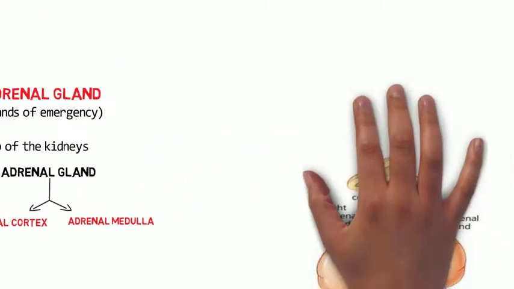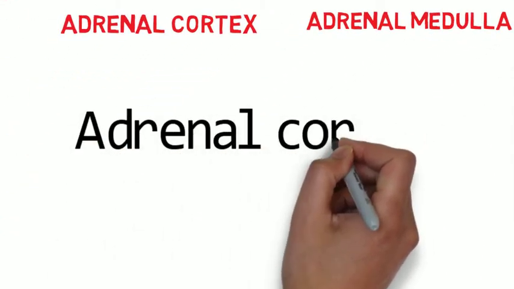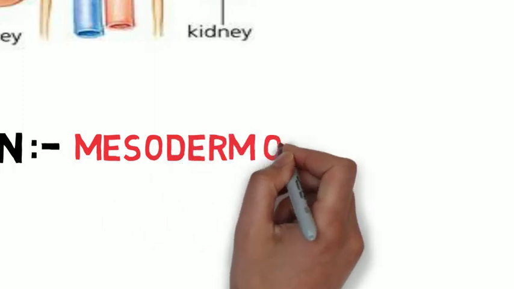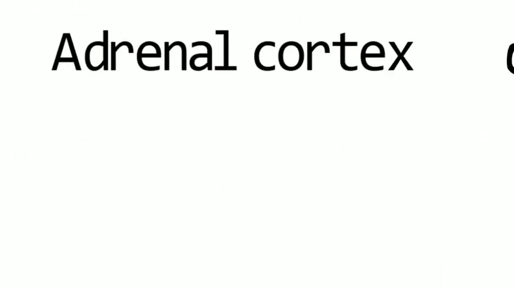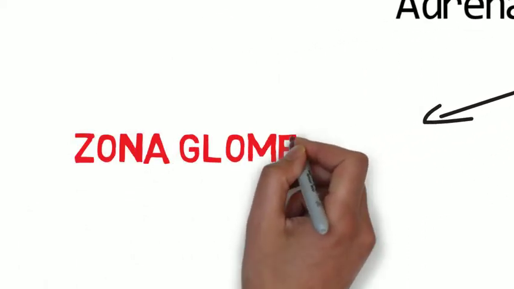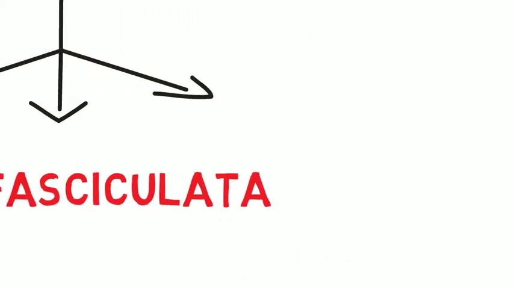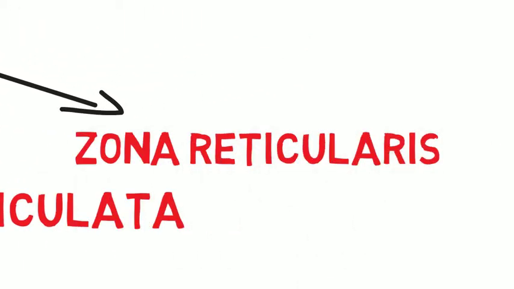As shown in the figure, the glands are present on the top of the kidneys in pairs. The internal part is medulla, whereas the external part is cortex surrounded by the fibrous capsule. Let's discuss adrenal cortex in detail. The origin of the adrenal cortex is derived from the mesoderm of the embryo. Adrenal cortex is differentiated into three zones. The first is zona glomerulosa, the second is zona fasciculata, and the third one is zona reticularis.